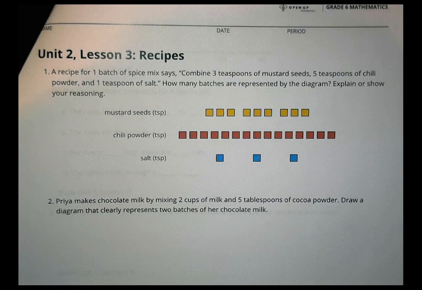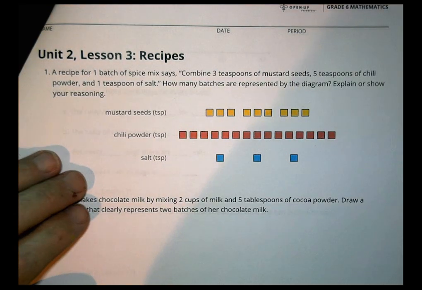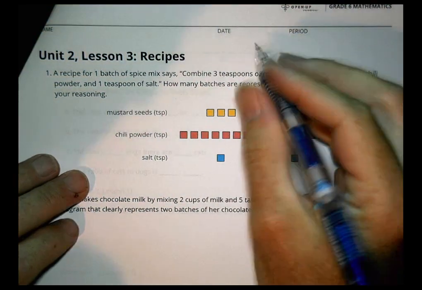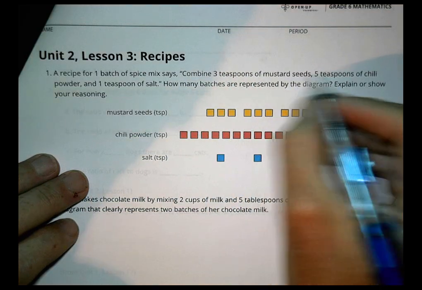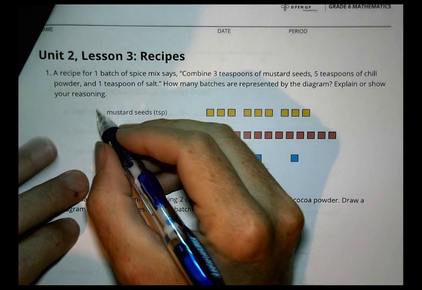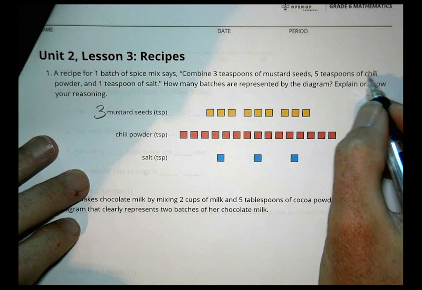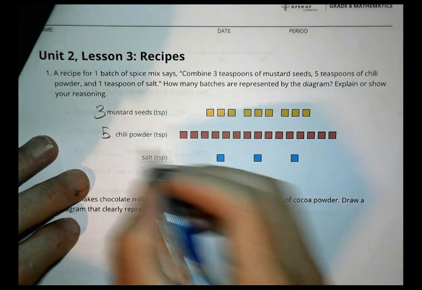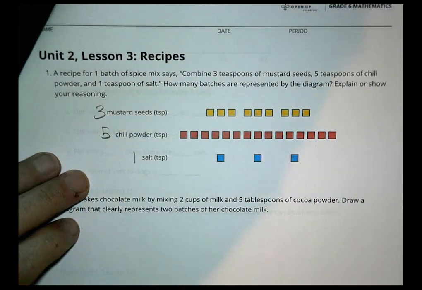Alright, homework time for grade 6, unit 2, lesson 3. A recipe for 1 batch of spice mix says combine 3 teaspoons of mustard seeds, 5 teaspoons of chili powder, and 1 teaspoon of salt. How many batches are represented by the diagram? Explain or show your reasoning.